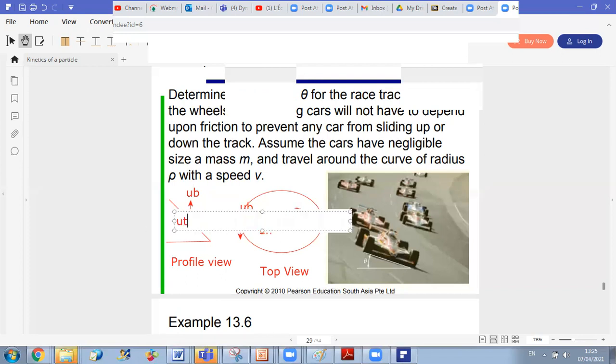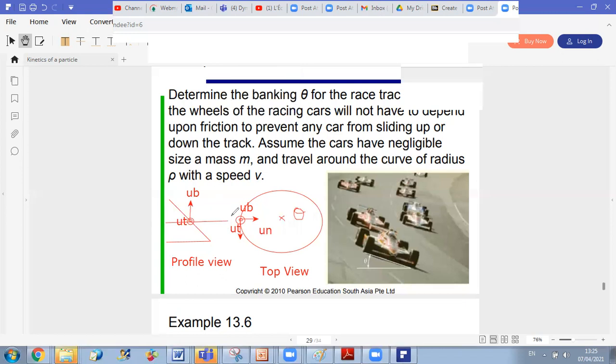And how is UN? We said the motion is in a horizontal plane. Here you don't see the horizontal plane except as a projection. The projection of the horizontal plane here is a line. So O is somewhere here. You can see O. And UN will be directed towards O. So this is UN.